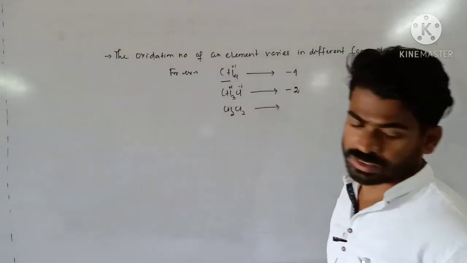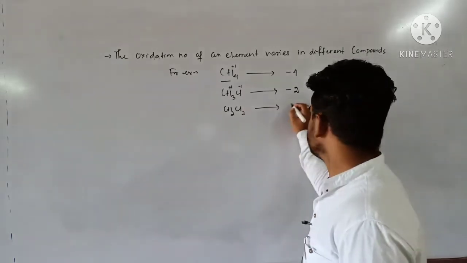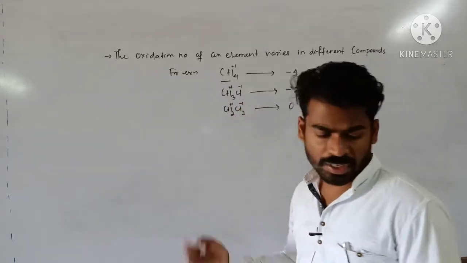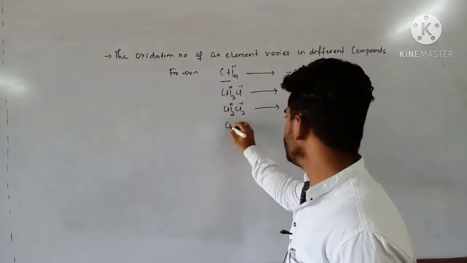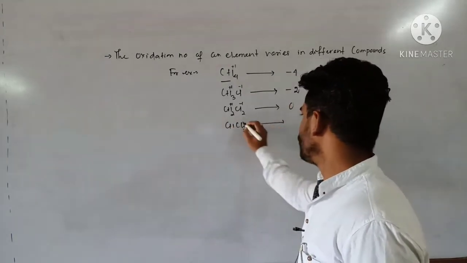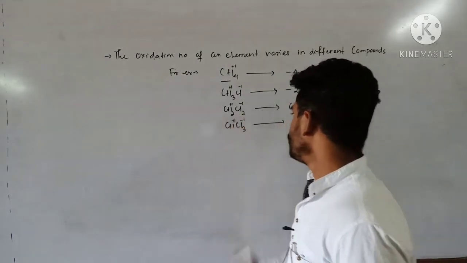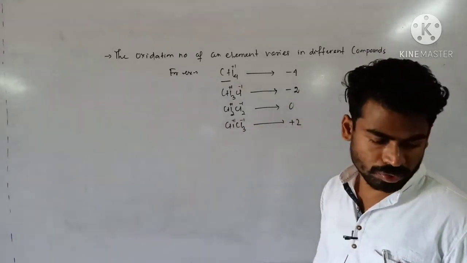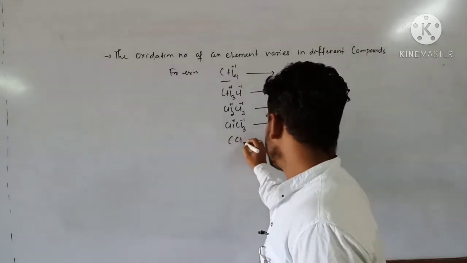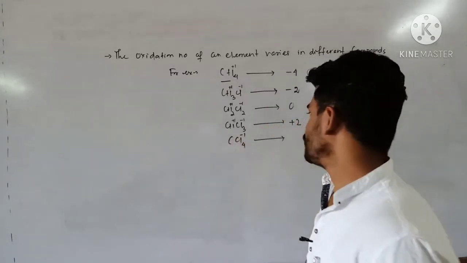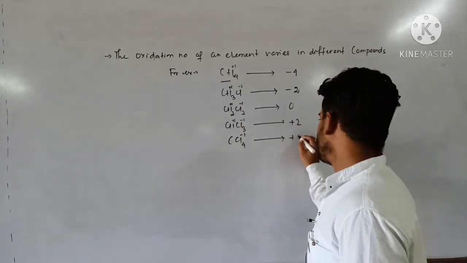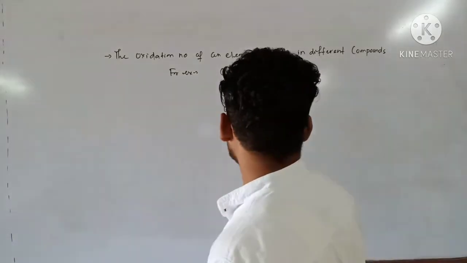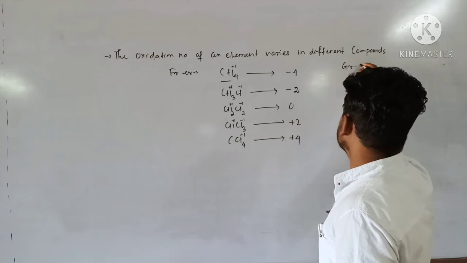Similarly, if I consider CH2Cl2, then its oxidation number is found to be 0. This one is -1, -1, +1, +1, so the oxidation number of carbon becomes 0. Likewise, in CHCl3, chloroform, this is -1, -1, -1, +1, so you get +2. Like that of CCl4, if you consider the oxidation state of halogen -1, carbon will be +4. Clear?